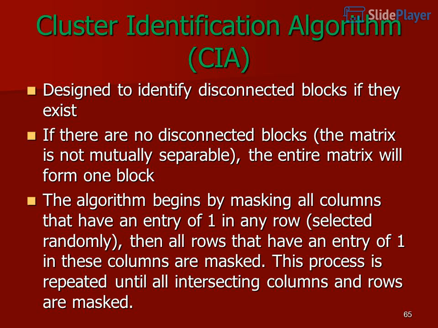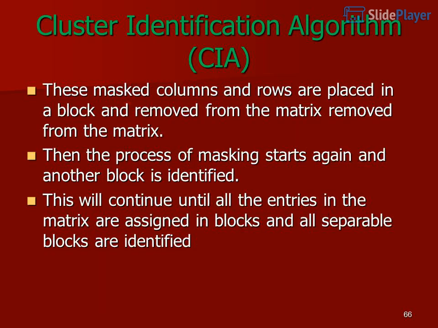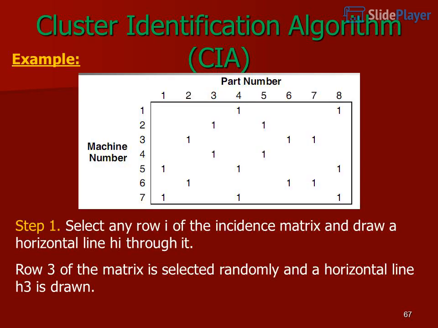The algorithm begins by masking all columns that have an entry of 1 in any row, selected randomly, then all rows that have an entry of 1 in these columns are masked. This process is repeated until all intersecting columns and rows are masked. These masked columns and rows are placed in a block and removed from the matrix. Then the process of masking starts again and another block is identified. This will continue until all the entries in the matrix are assigned in blocks and all separable blocks are identified.